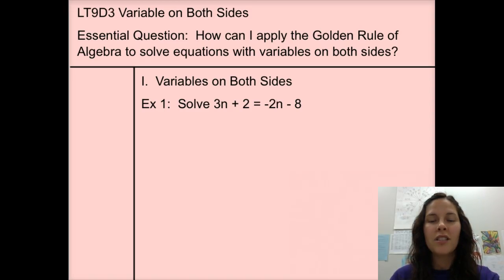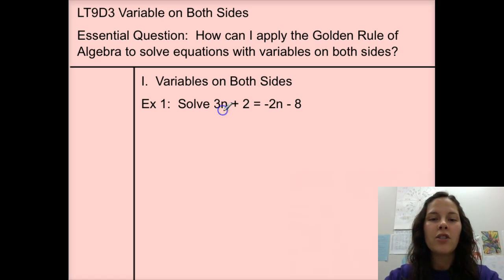In this lesson, we're still looking at the same essential question: how can I apply the golden rule of algebra to solving equations? This time, our equations have a variable on both sides of the equal sign, so we need to first get our variables together before we try and get our variable alone. So what I like to do is look at my coefficients.